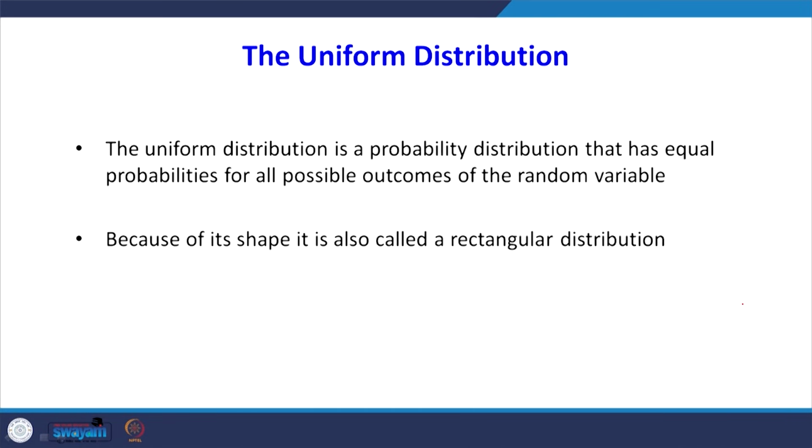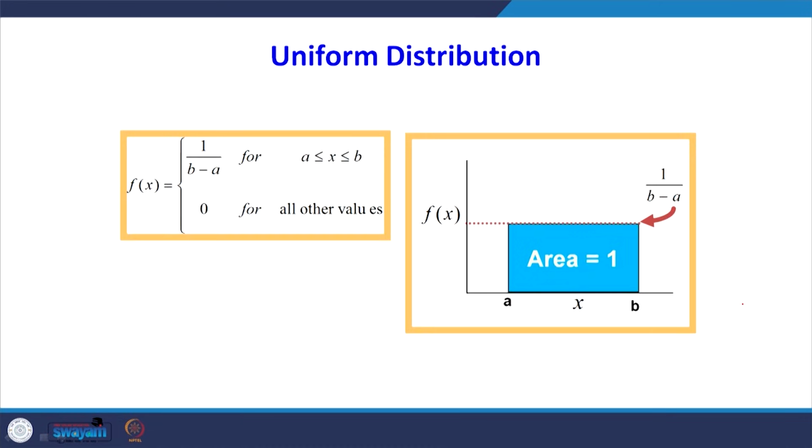First we will see uniform distribution. The uniform distribution is a probability distribution that has equal probabilities for all possible outcomes of a random variable. That is the probability of random numbers also. When we say random numbers, the probability of choosing any number is the same. Because of its shape, it is also called a rectangular distribution. Look at this uniform distribution. The uniform distribution is defined in the interval a less than or equal to x less than or equal to b. So, the probability function is 1 divided by b minus a, where b is the upper limit and a is the lower limit.